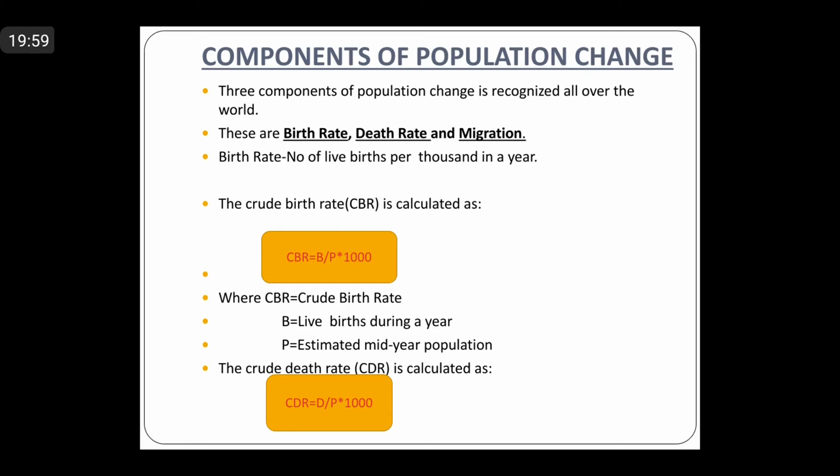Now you may ask me one question: why crude birth rate and why crude death rate? Why will we use this word crude? The birth rate is described as crude because at the time of census, persons who do not directly give birth, like children or aged persons, are also included. Clear?